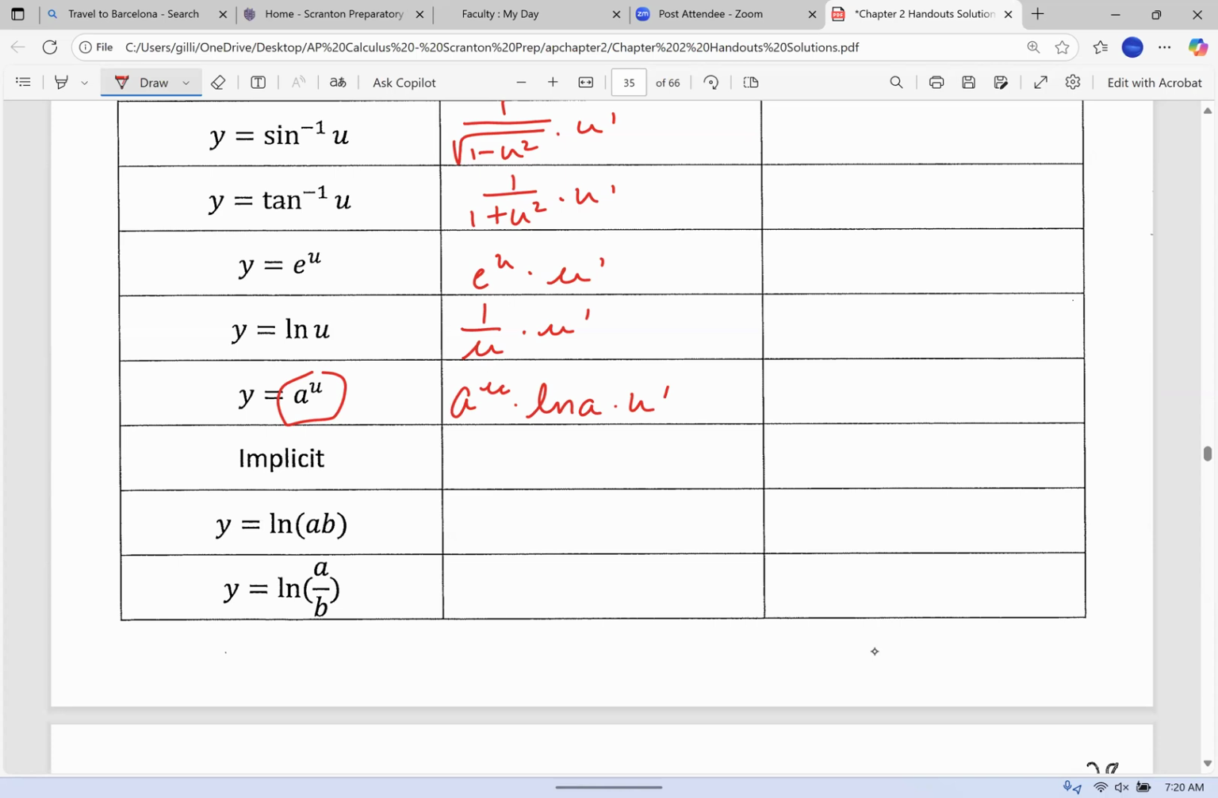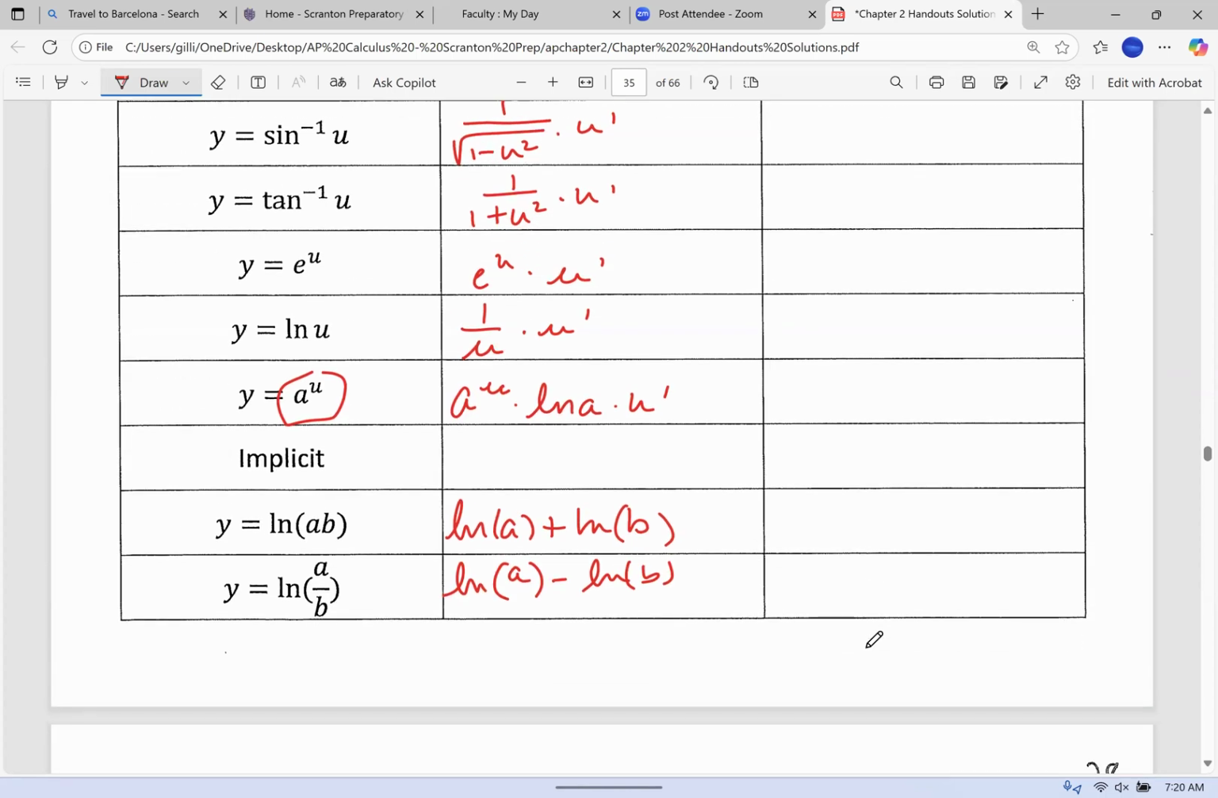And we'll leave these right here. Just know that we can expand this to be ln of a plus ln of b, and know that we can expand this to be ln of a minus ln of b. And then we're going to talk about implicit.